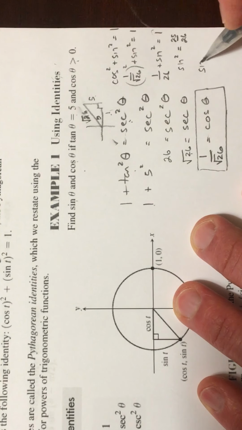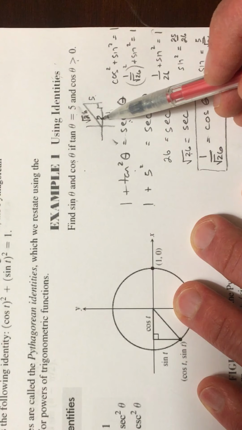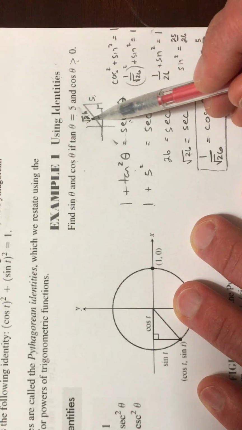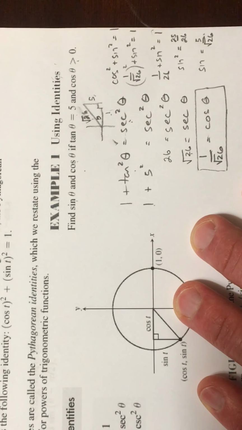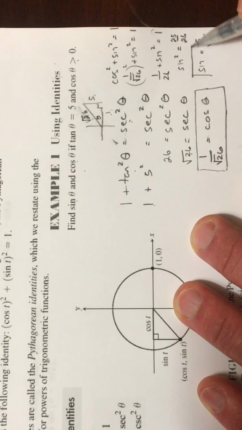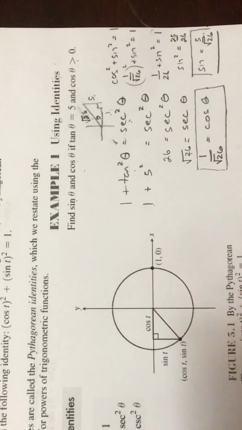To get sine by itself, I have to square root. And when I square root 25, I get a 5, and then a radical 26. Again, if you go back to our original from last chapter, the sine of this triangle is opposite over hypotenuse. Bam, 5 over radical 26. We'll be doing a few of these examples on our worksheet 5.1.